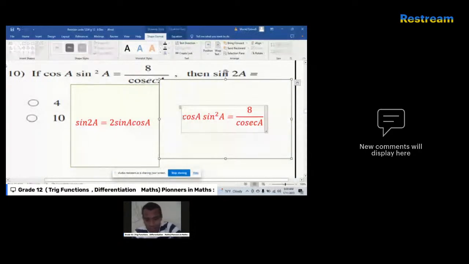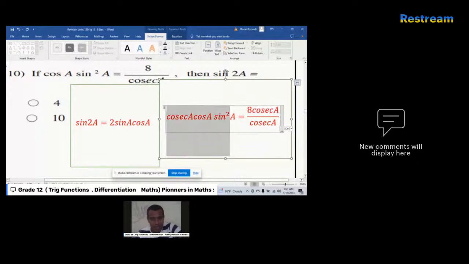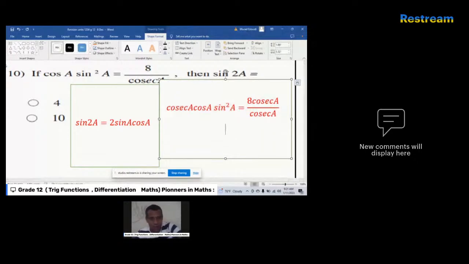I will write cosec multiplied by this equals 8 cosec. 8 cosec divided by cosec is in fact equal to 8. Therefore, learners, I will obtain cosec A times cosine A sine A equals 8. But learners, you remember that cosec A multiplied by sine A is 1.